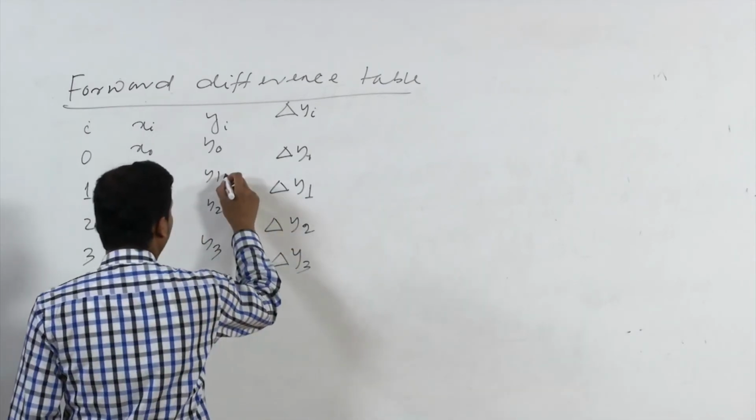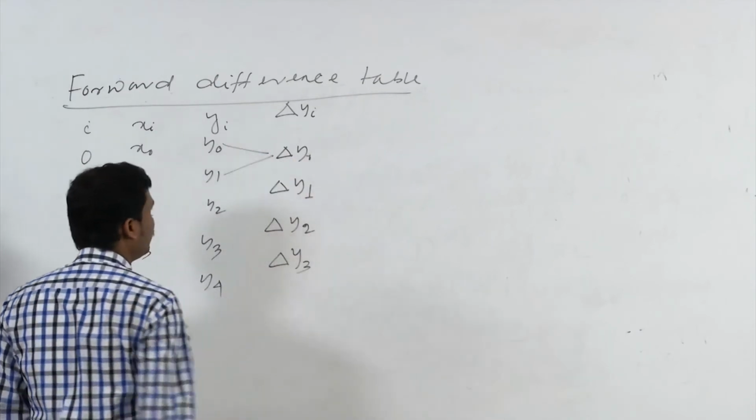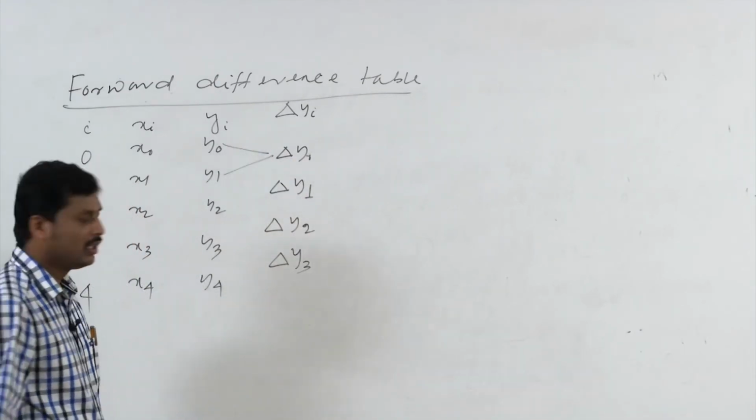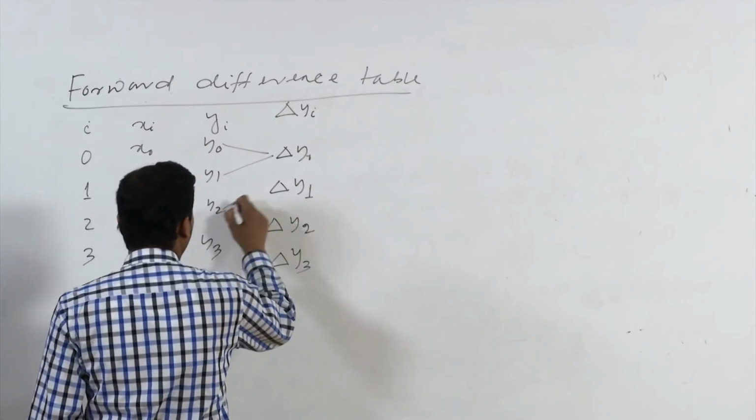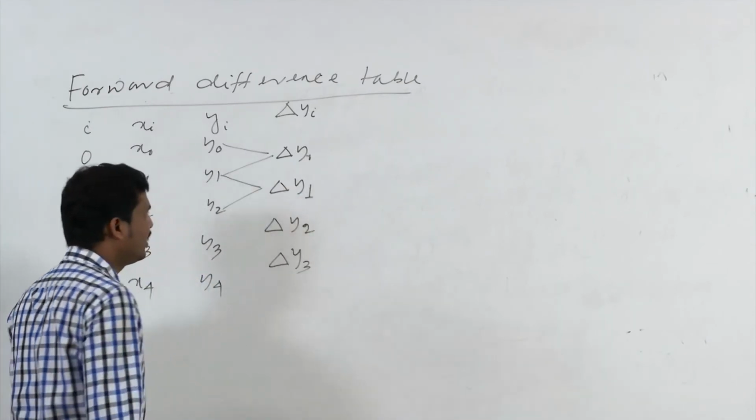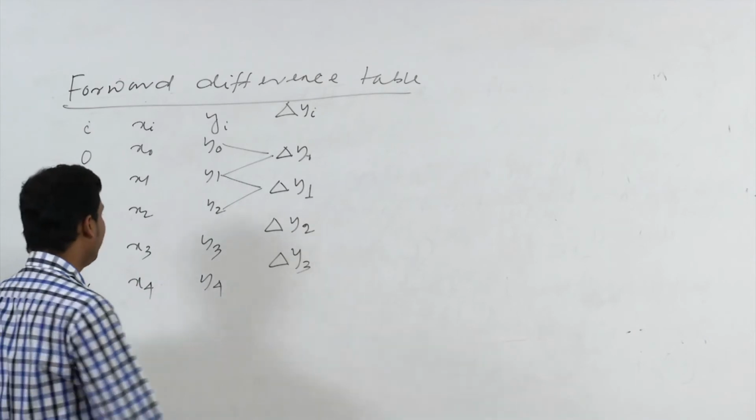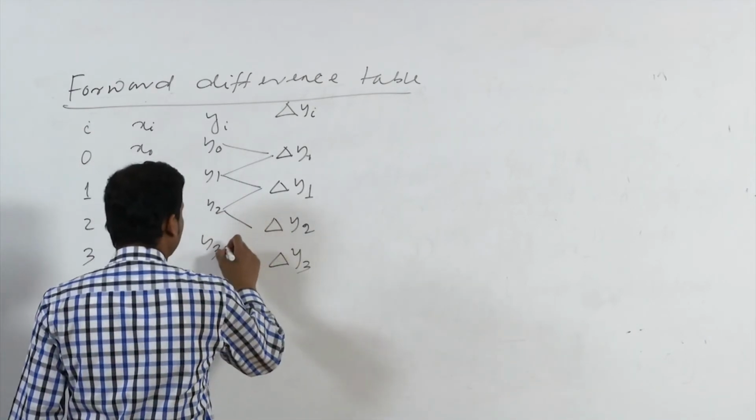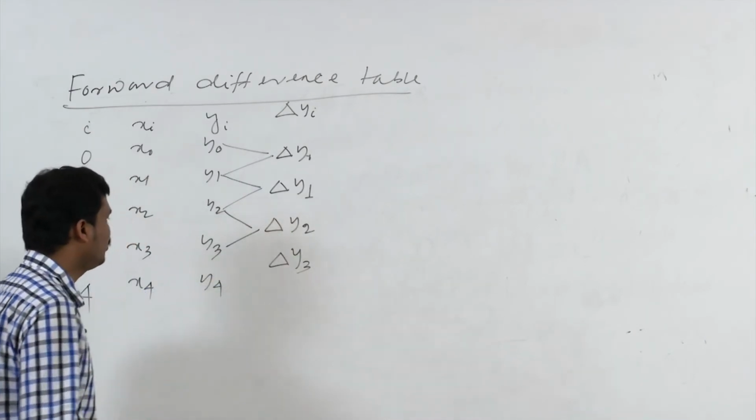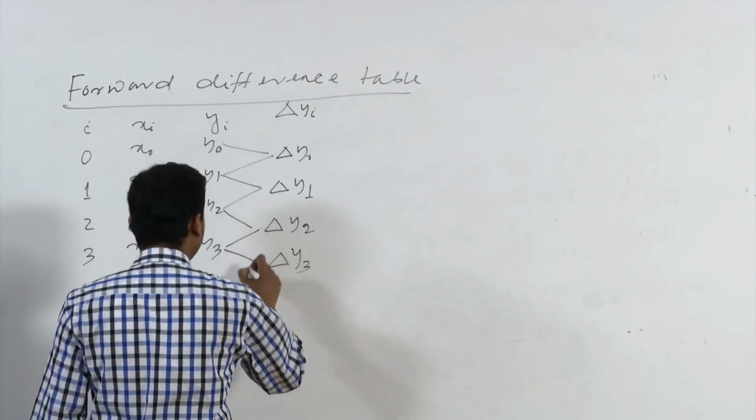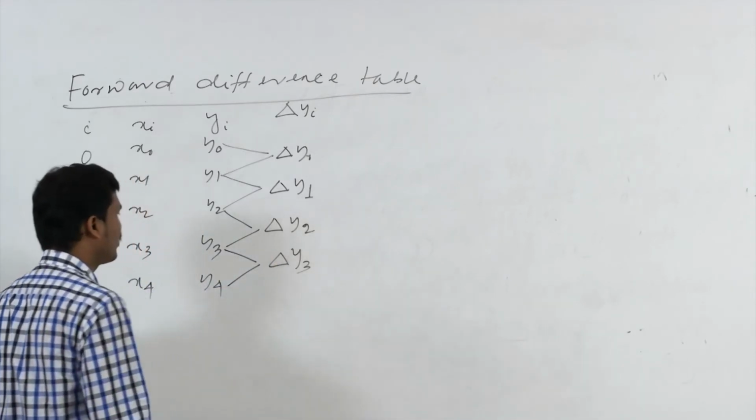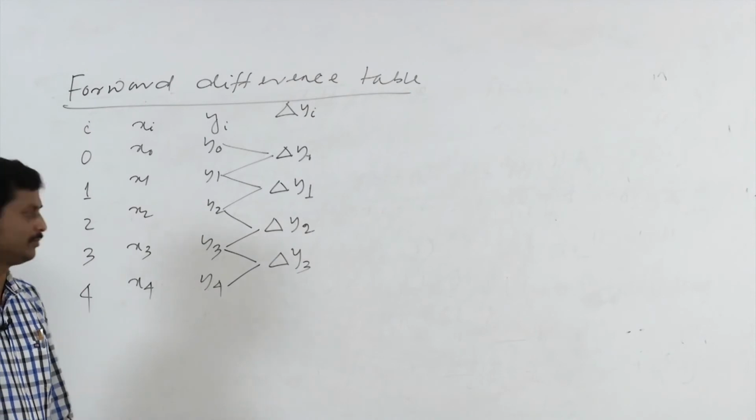Since the difference of these two gives you delta y0 here, then the difference y2 minus y1 provides delta of y1 here. Then the difference y3 minus y2 provides delta of y2 here. Then the difference y4 minus y3 provides the value of delta of y3 here.